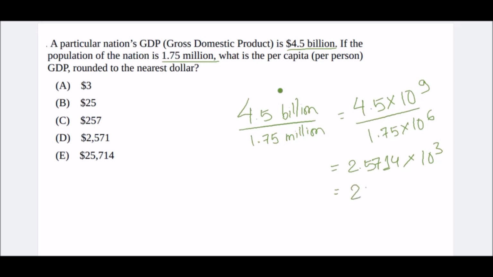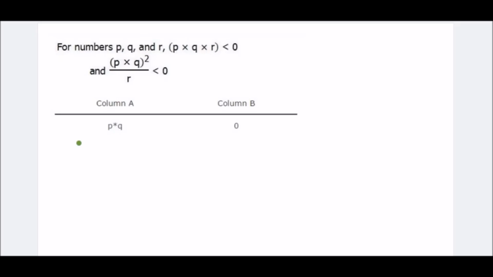So it will become 2571.4. So the approximate value is D option. Our next question is here.